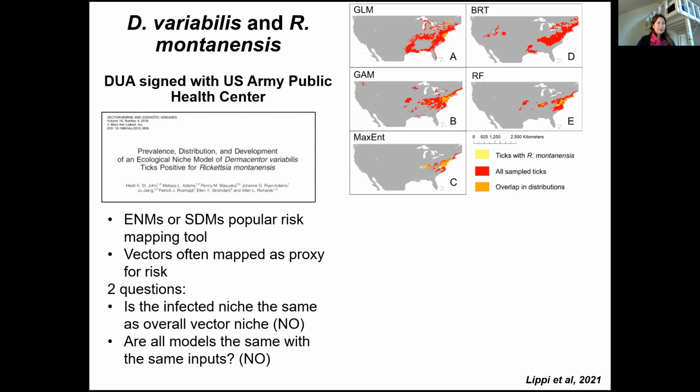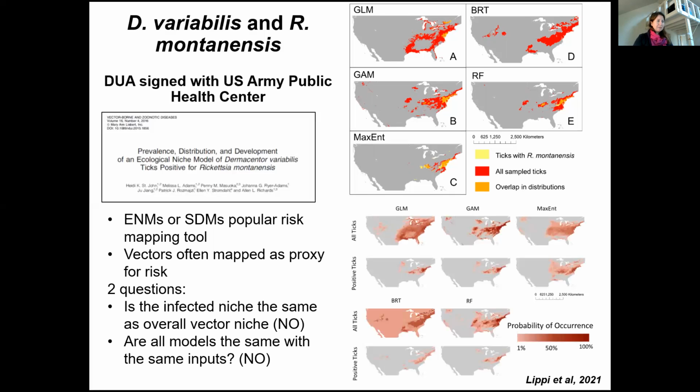We can see that these 5 different algorithm approaches gave us somewhat different answers, and that the infected niche is a subset of that larger niche, but not entirely in an elegant donut shape that we might expect. This is just breaking that out with all of the ticks and the positive ticks and their probability of occurrence in this gradation map.